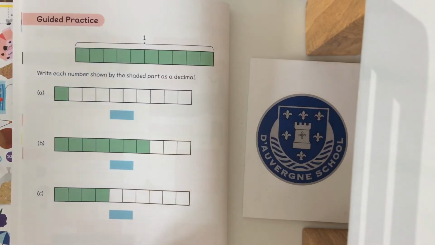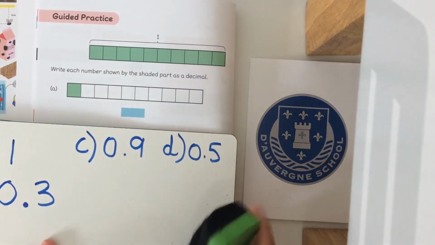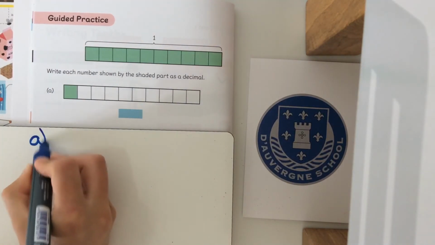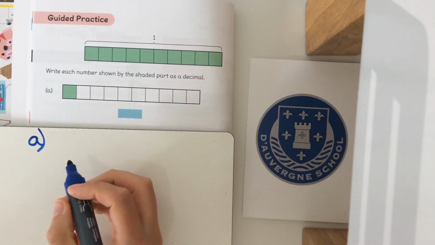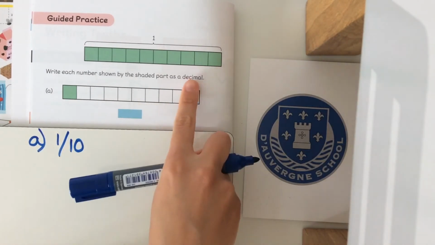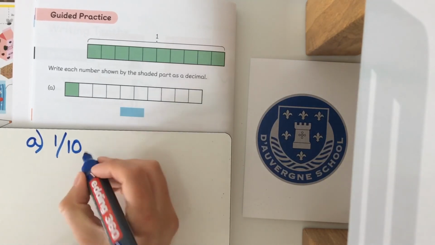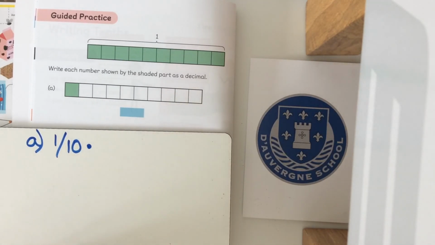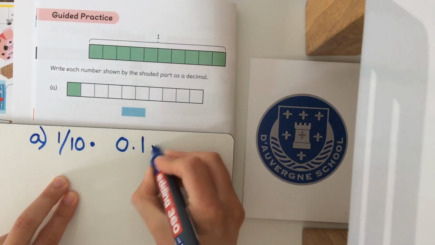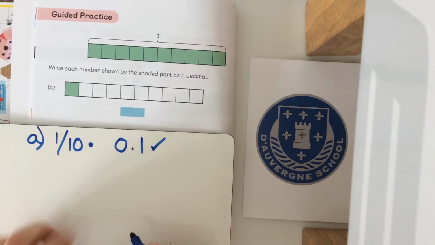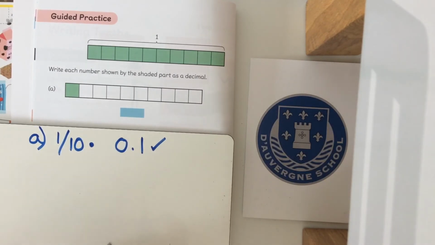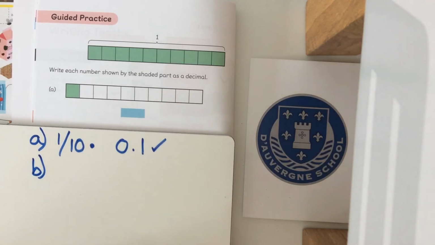So, for A, how many squares have we got coloured in? How much of the shape is coloured in? We've got 1 out of 10, so that's 1/10, which is written as that. However, it's asked you to write it as a decimal, so we can't accept that answer. 1/10 as a decimal is 0.1. Okay, so that's the correct answer. You're allowed to work it out like this first if you want to, and then convert it into a decimal if you find that easier.